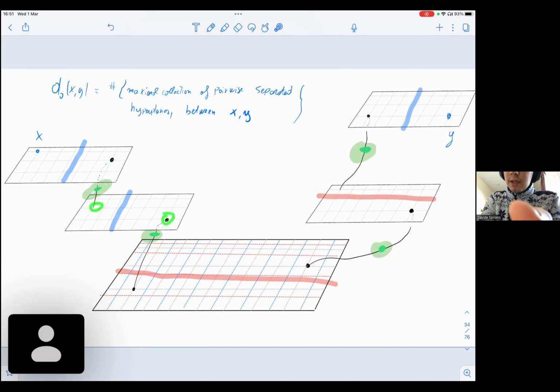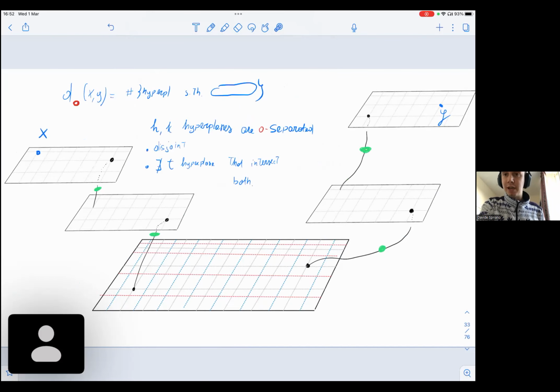Now, the collection I drew is a maximal collection of pairwise separated hyperplanes. Those hyperplanes are disjoint. Let me go back and remind you of the definition of separation. I need the hyperplanes to be disjoint, and there is no third hyperplane that intersects both.